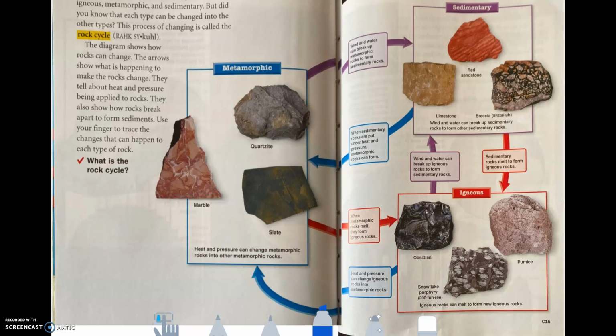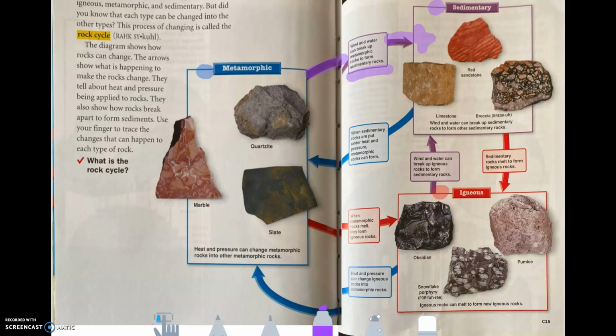So first, notice how we've got our three types of rocks. We have metamorphic rocks, and those are blue, we have igneous rocks here, and then we have sedimentary rocks. Now there's different colors of arrows that go back and forth because there are different ways that each type of rock can turn into another type of rock. So up here we can see that it says that metamorphic rocks can turn into the purple sedimentary rocks here by having wind and water breaking up metamorphic rocks to form sedimentary. So if we start metamorphic and wind and water break them up, they become sedimentary.